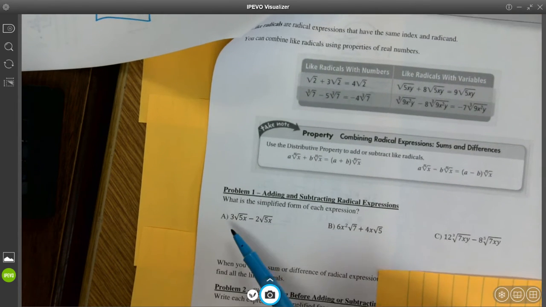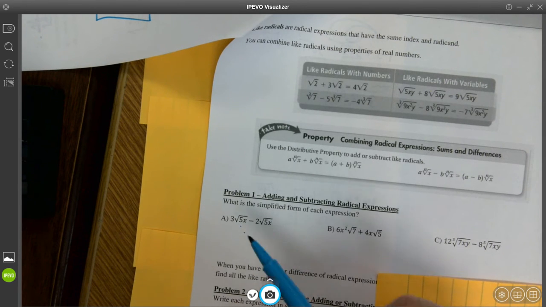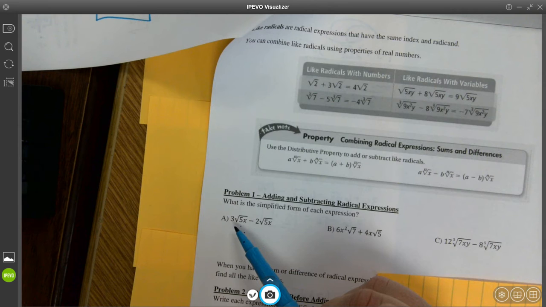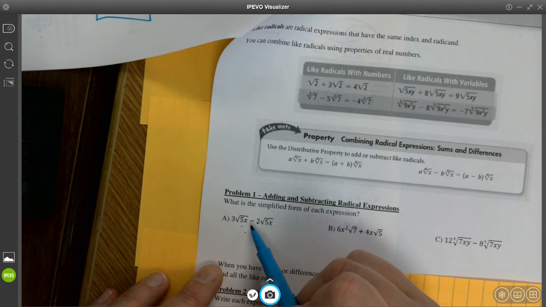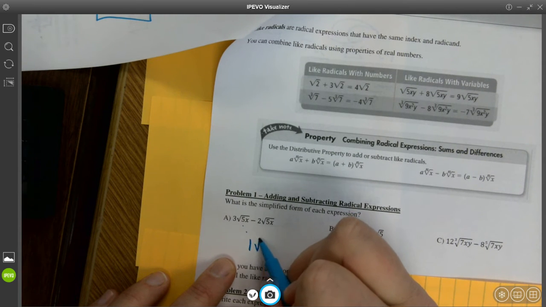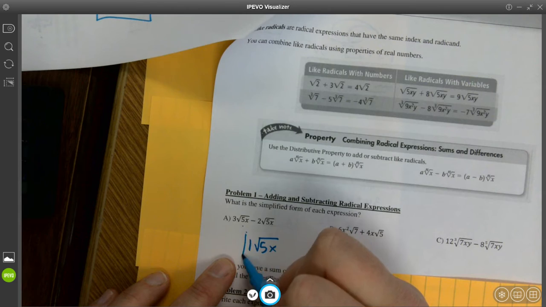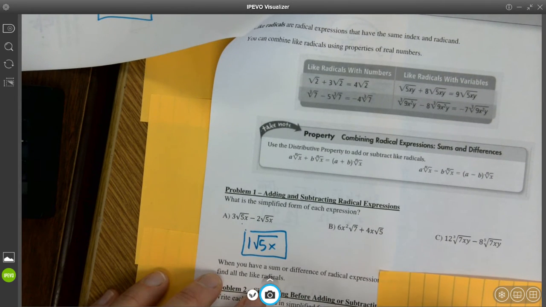So looking at this one, I look first inside my radical so that they got exact same thing. Then I look at my index, they're the same. So I can take 3, because there are 3 of those right here, and then a minus 2. So 3 minus 2 would just give me 1. You don't technically have to have the 1 there, but you can if you so wish to. So that's my answer right there, simplified.